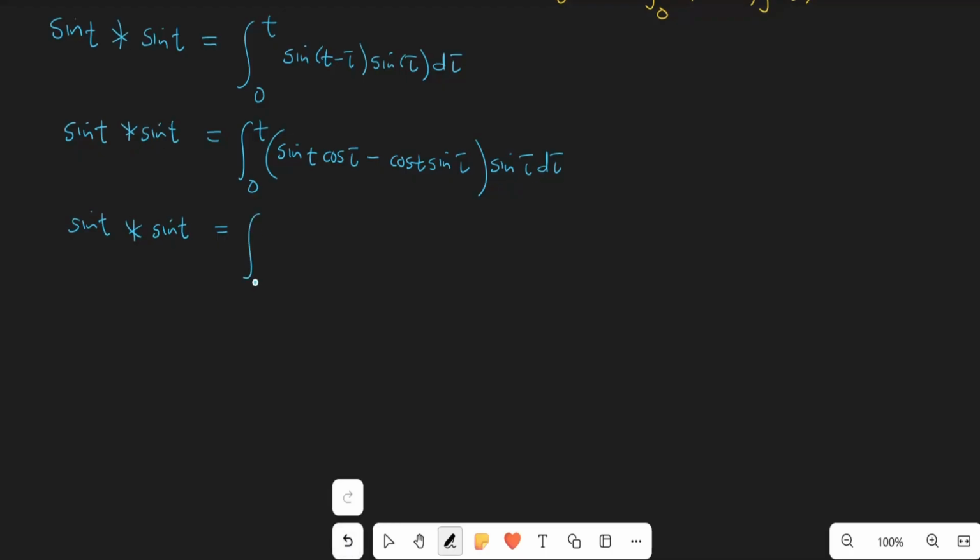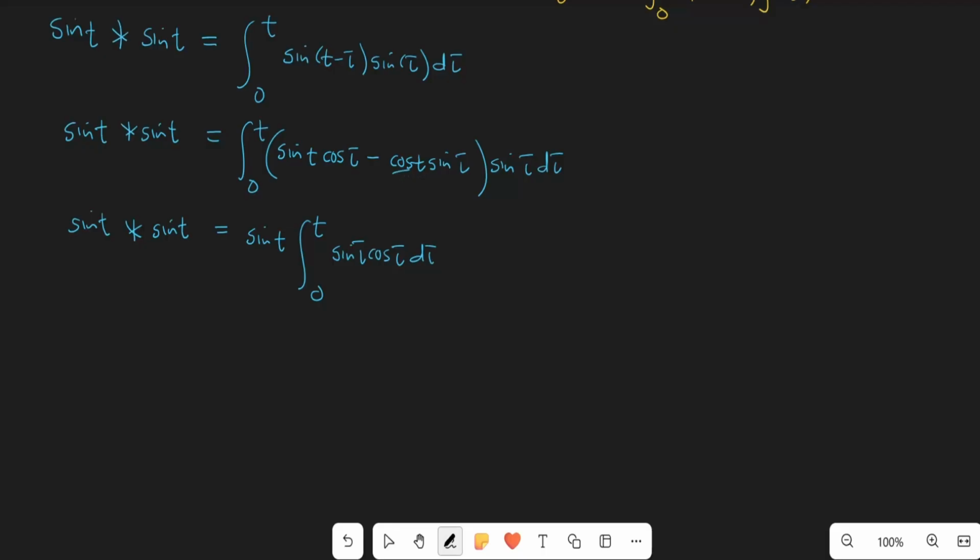So now we have the integral from 0 to t of, this one is going to be sine of t. So let me do this one at once. So this sine of t is a constant in the tau world, because we are integrating with respect to tau. Sine of t is a constant. So I'm going to pull it out of the first integral, sine of t. Then I'm going to have the integral from 0 to t of cosine of tau times sine of tau. That is going to be sine of tau and then cosine of tau. Right.